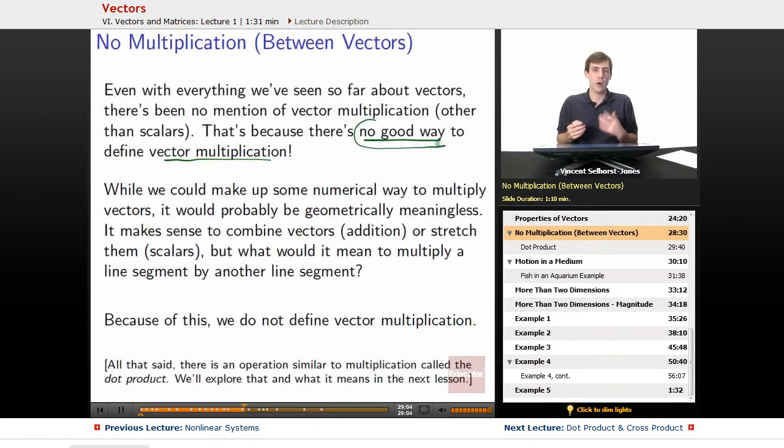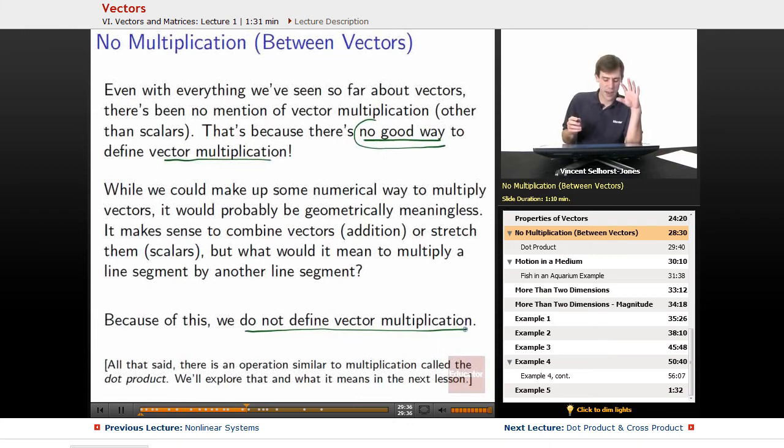And that's the problem here. While we could come up with something numerically, we want all this stuff to have a geometric connection, and all of this other stuff has. It makes sense to combine vectors: we're doing one vector and then another vector, two pieces of motion. Or stretch them: we have some piece of motion and then we elongate it, shrink it, or flip it. Those things make sense geometrically, but what would it mean geometrically? What would it mean as a picture to multiply a line segment by another line segment? It just doesn't really make sense. Because of that, we do not define vector multiplication. There's pretty much no vector multiplication to talk of.